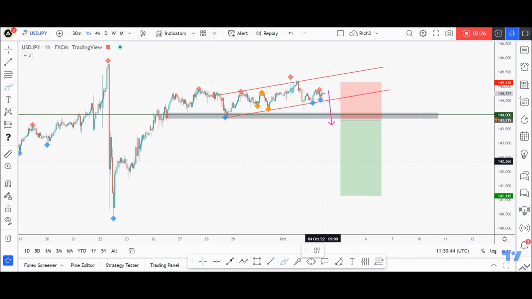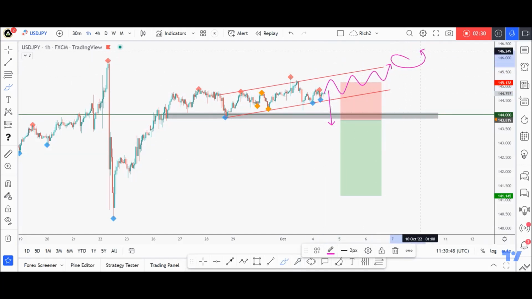Meanwhile, until the sellers take over, USDJPY can still trade higher as mentioned. In this case, we'll be looking for setups around the upper band.